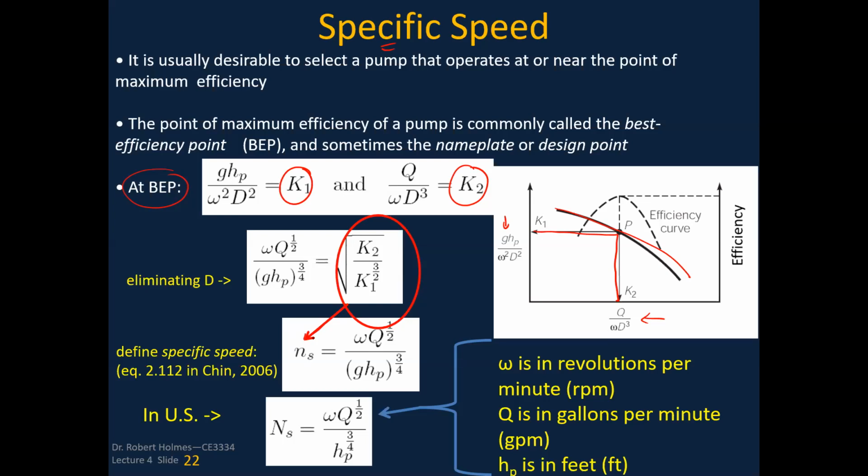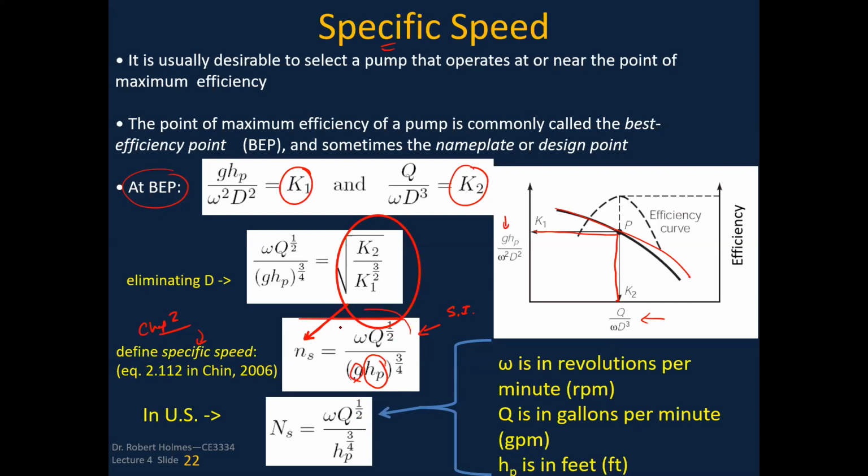And so we calculate the specific speed, and again, this is in SI units, where the speed is in revolutions per minute. The Q, I think, is in cubic meters per second. I have to look at chapter 2 in the Chin supplemental notes that I gave you in the module. I'm pretty sure that's in cubic meters per second. And then the head is going to be in meters. Acceleration of gravity is in meters per second squared.